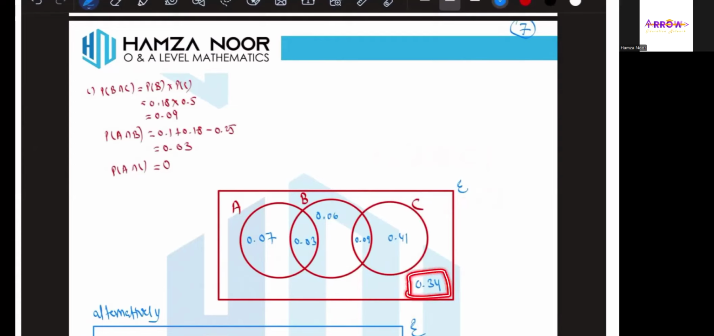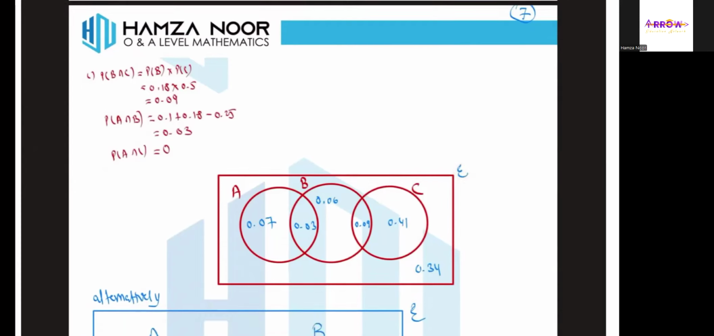And this region which is inside the rectangle and outside these three circles, from 1 you need to subtract all these values. So 1 and then you subtract the sum of all of these. So you are able to get 0.34. And here you mention the epsilon sign, which means universal set.